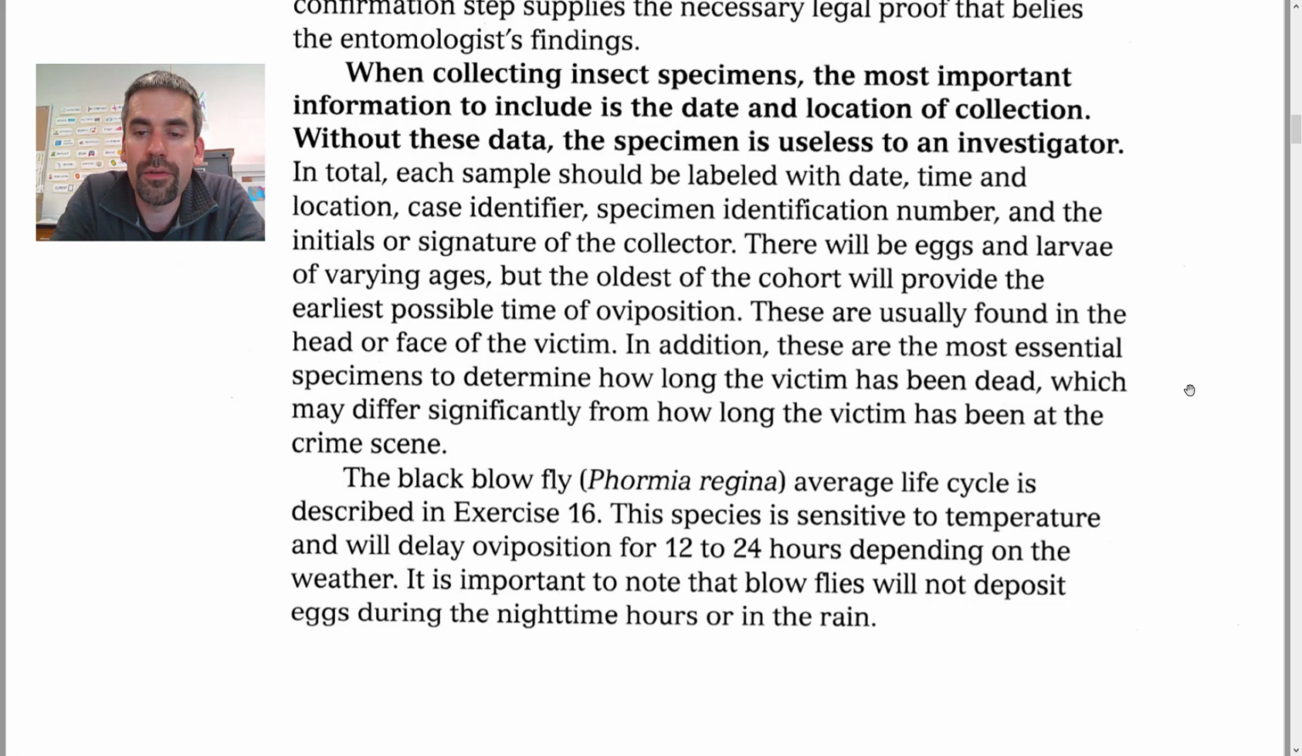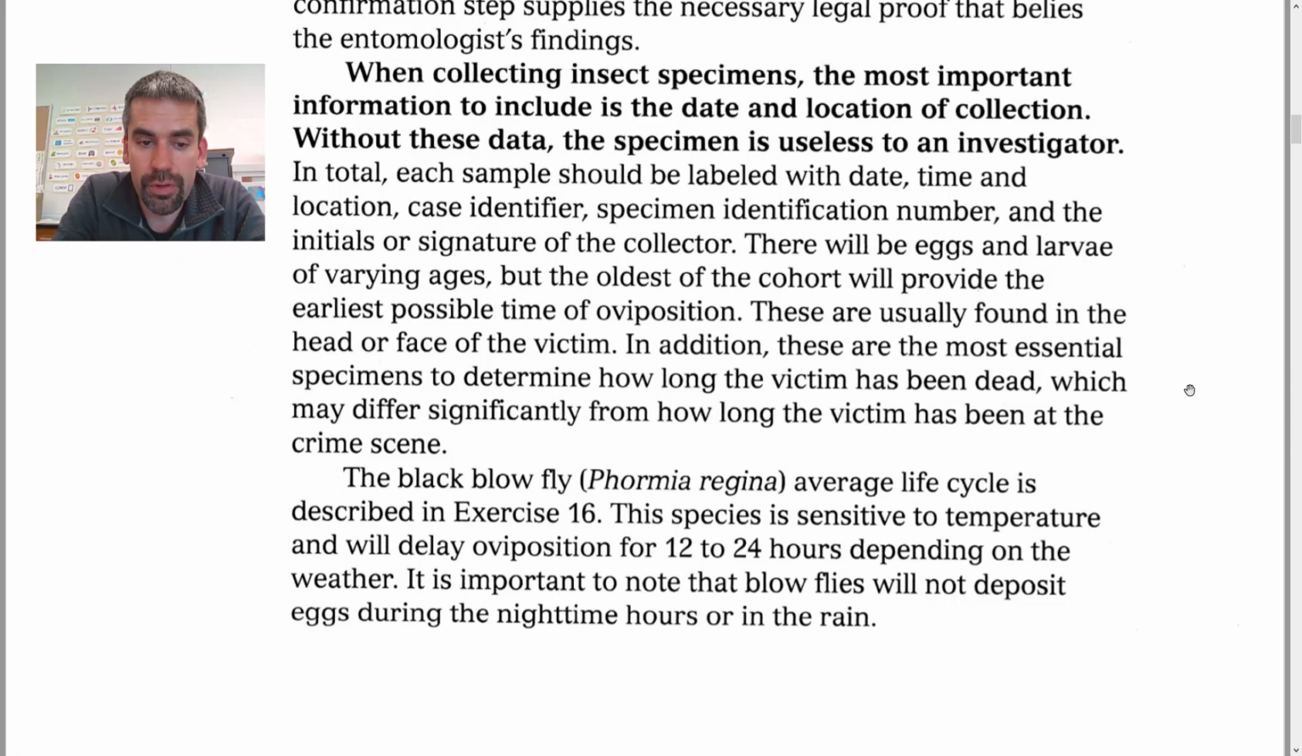These are usually found in the head or the face of the victim. Remember the orifices, they go in the orifices. In addition, these are the most essential specimens to determine how long the victim has been dead, which may differ significantly from how long the victim has been at the crime scene, because they could be dead a lot longer than they've been at the crime scene.